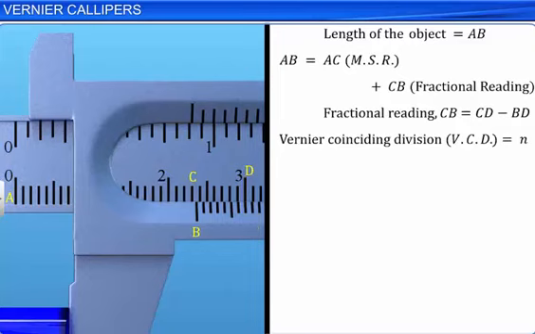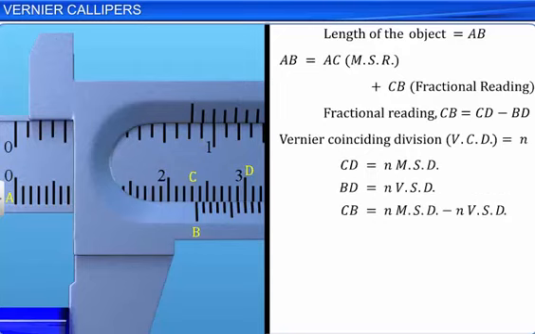From the figure, CD is equal to N main scale divisions. BD is equal to N vernier scale divisions. Then, CB is equal to N main scale divisions minus N vernier scale divisions. On taking N common, CB can be written as N into (1 main scale division minus 1 vernier scale division). You know that the difference between 1 main scale division and 1 vernier scale division is equal to the least count. Therefore, CB can be written as N into least count.